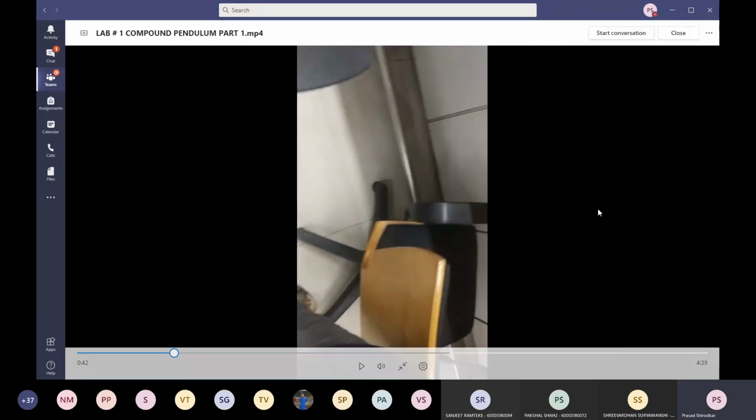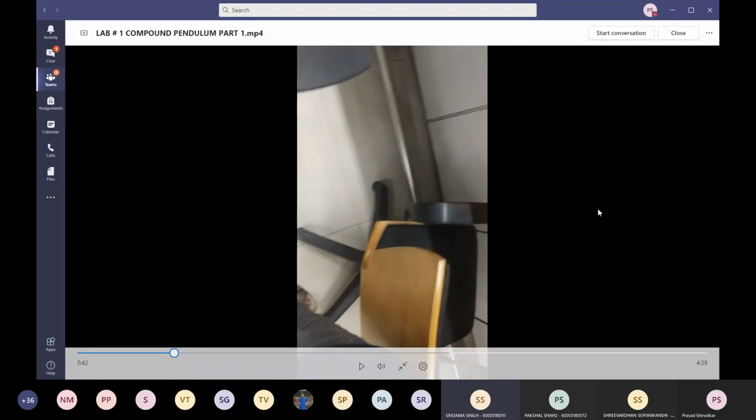All right. So all of you have noted down the length of the compound pendulum. All of you please note down the length of the compound pendulum, that is 74.5 centimeters. All these things you will need for calculations. Next. All of you are able to see the video, right?